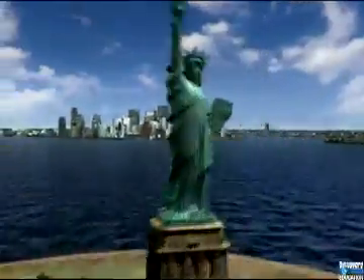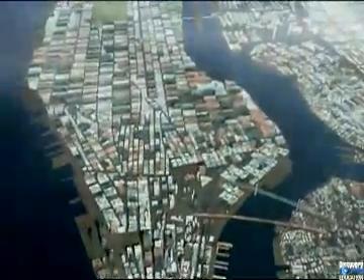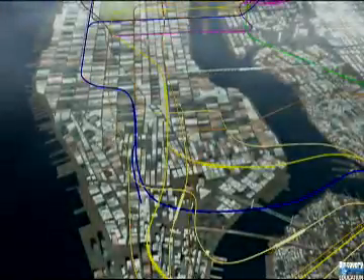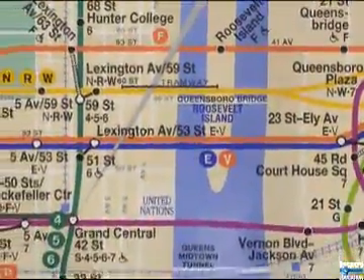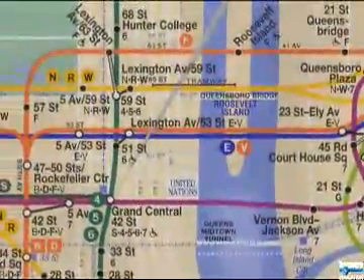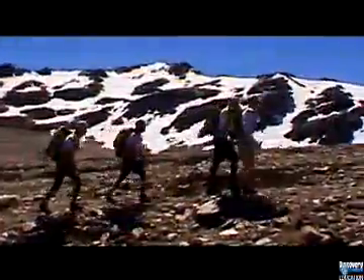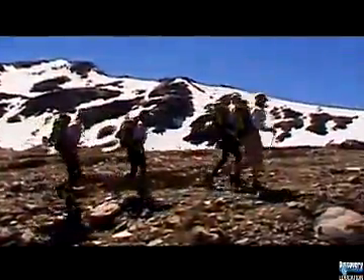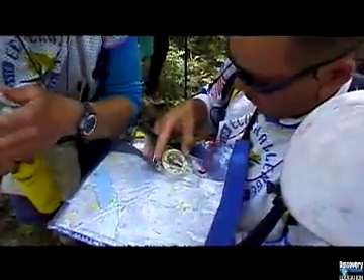This is a computer-generated aerial view of New York City. When we look at a map of New York City, we see the lines and figures representing the subway system, streets, bridges, parks, and key landmarks. Maps help us figure out where we are in relationship to key features and how to get from place to place. Outdoor enthusiasts often use maps to find their way on mountain trails and through dense forest.